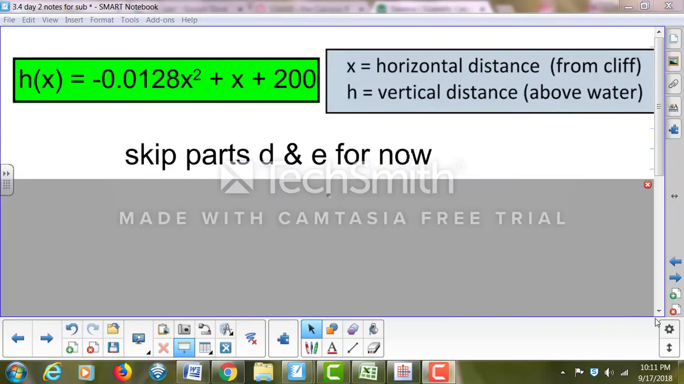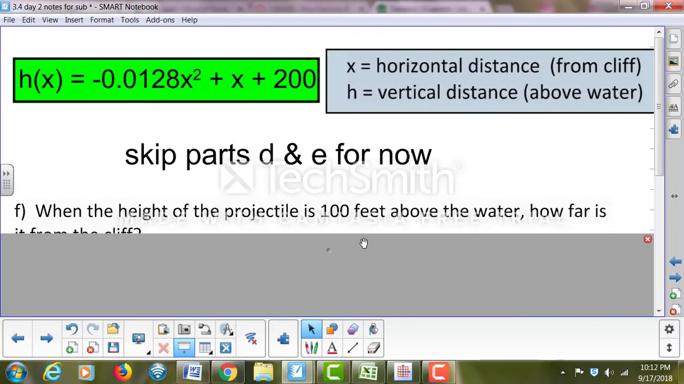Okay, so we're actually going to skip parts D and E for now. They have to do with the graphing calculator, and on your chapter 3 test, you don't get to use the graphing calculator, but they are skills we'll work on later. So moving on to part F.